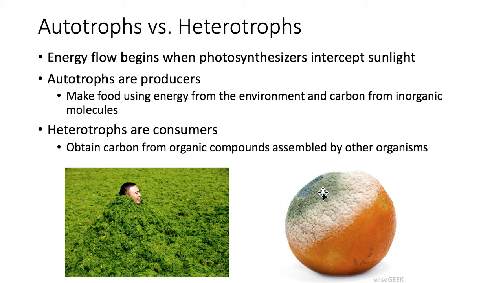On the right-hand side, you also have an autotroph-heterotroph pair. So the orange came from an orange tree, making it an autotroph. And then this over here, this mold that has attacked the orange, is actually a heterotroph. Molds are fungi. They are decomposers. They get their energy from the organisms they decompose, and they do not make their own food.